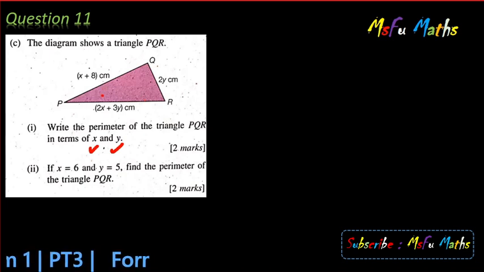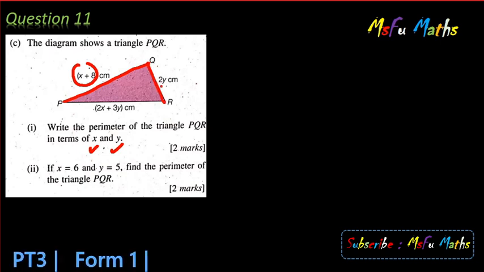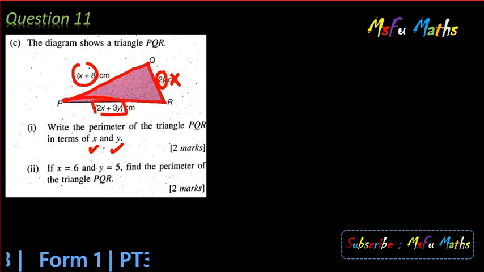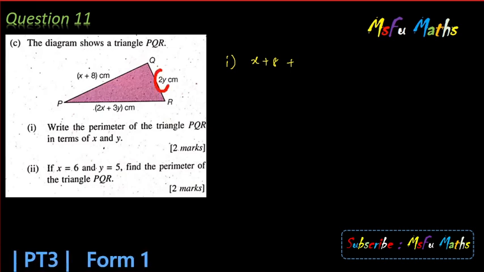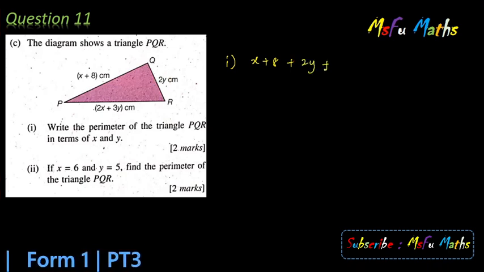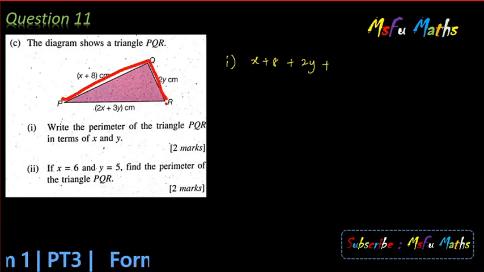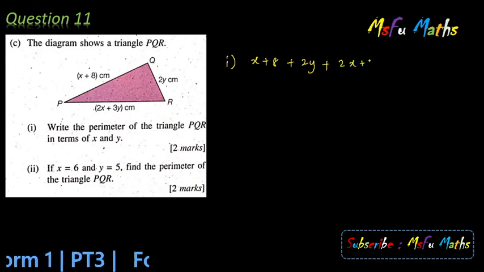So you learned in primary school, to get the perimeter, you just total up all the sides, right? PQ, which is x plus 8, you plus with this, which is just 2y. Don't look at the cm. Cm here is the unit, and you plus with your PR. You just plus with this. So that's the perimeter. So I'm going to write here, I will take this one first. x plus 8 plus 2y plus, and then one more. This one is 2x plus 3y. So I will write here 2x plus 3y.